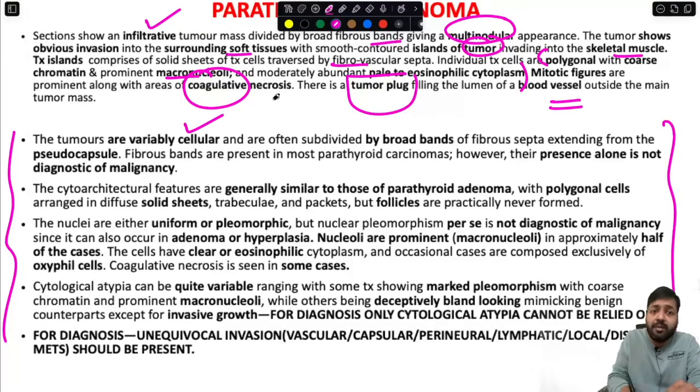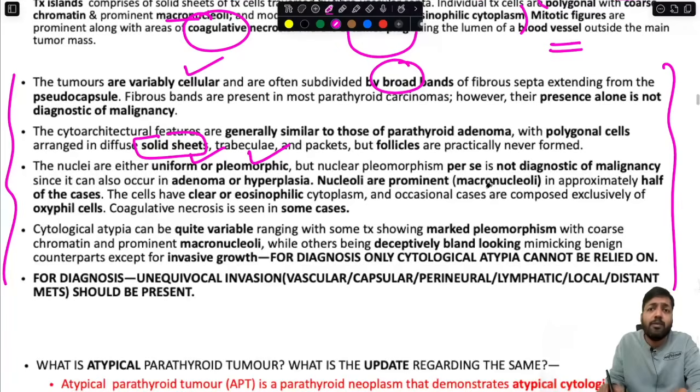So what are the important histopathological features of carcinoma? The tumor is variably cellular and often subdivided by broad bands of fibrous septa extending from the pseudocapsule. The fibrous bands are present in most parathyroid carcinomas. However, their presence alone is not diagnostic of malignancy. The cytoarchitectural features are generally similar to those of parathyroid adenoma, with polygonal cells arranged in diffuse solid sheets, trabeculae and packets, but follicles are practically never formed. The nuclei are either uniform or pleomorphic, but nuclear pleomorphism by itself is not diagnostic of malignancy, since it can also occur in adenoma or hyperplasia.